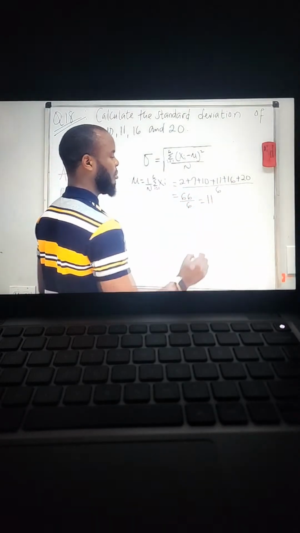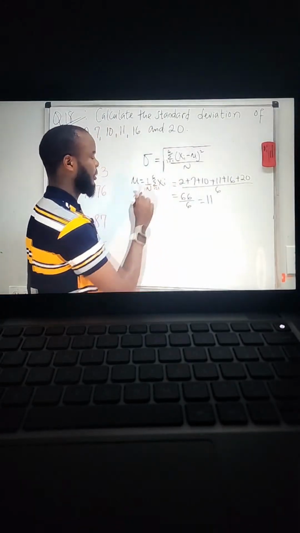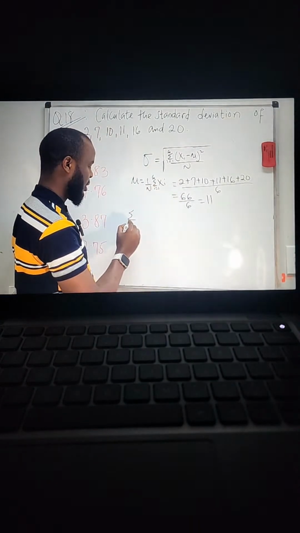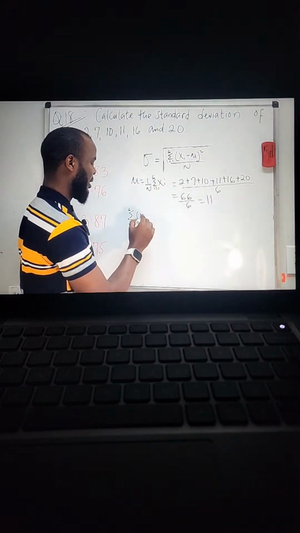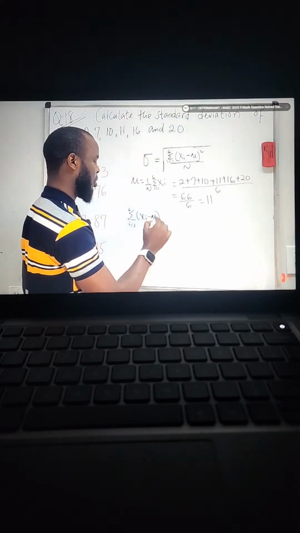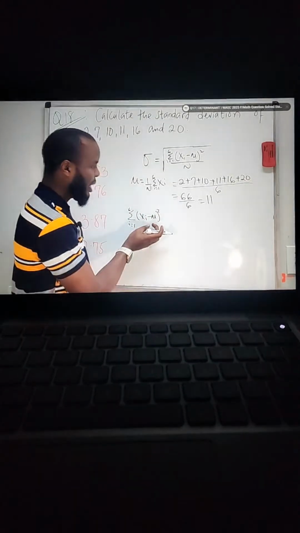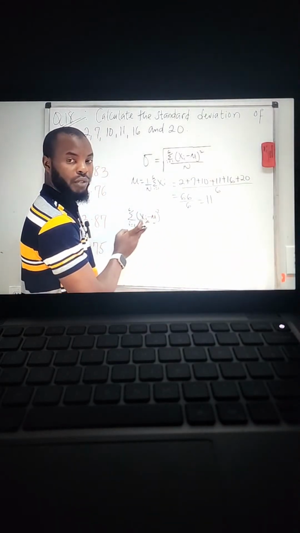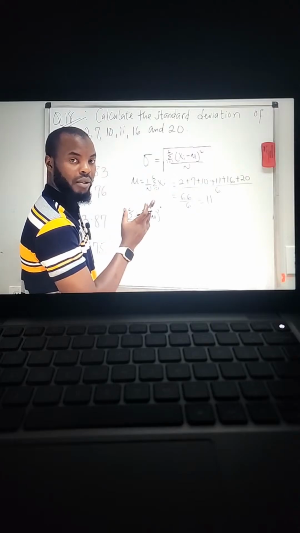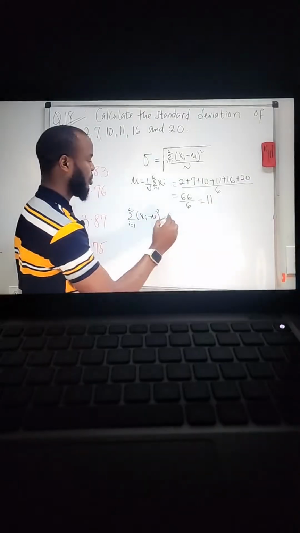And that makes the mean to be 11. Now, let's plug this into this. Let's compute our summation of xi minus mu all squared. To compute this, you want to subtract the mean from each of the observations and square the values. The first observation here is 2.